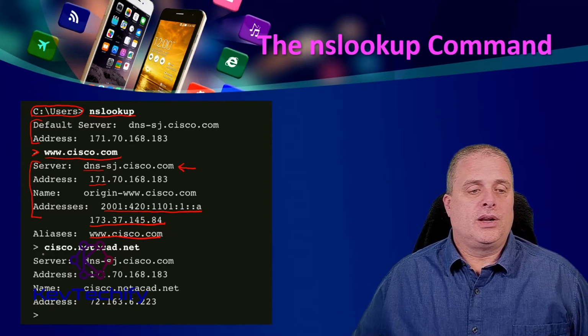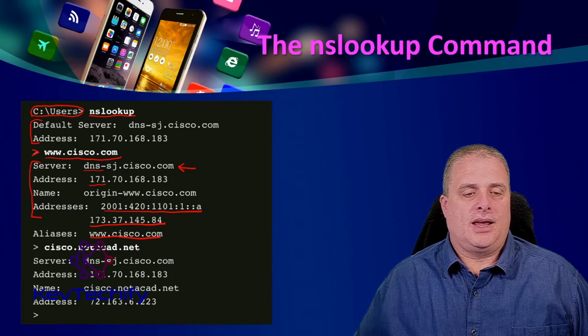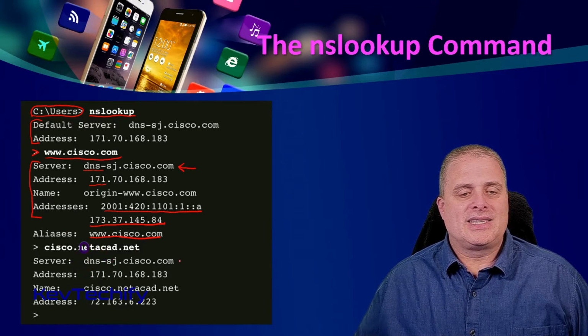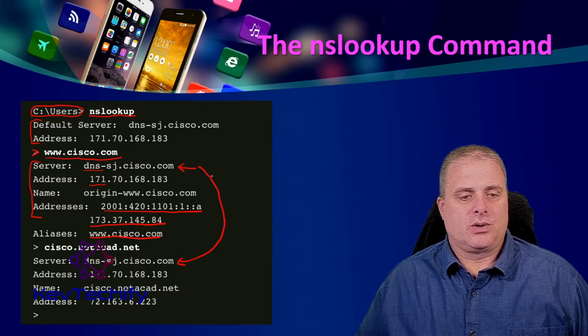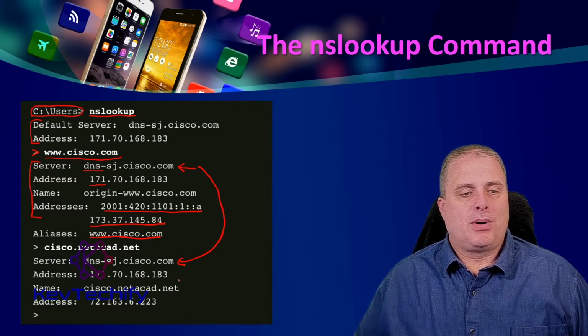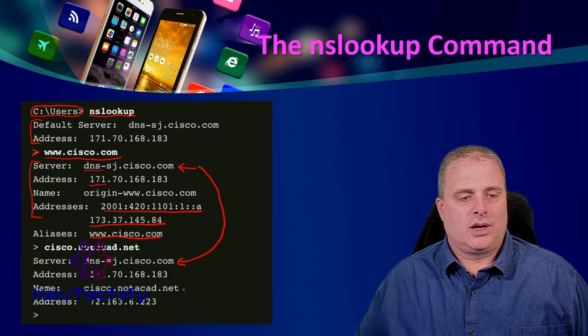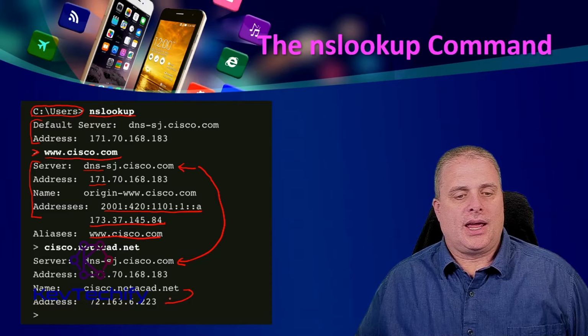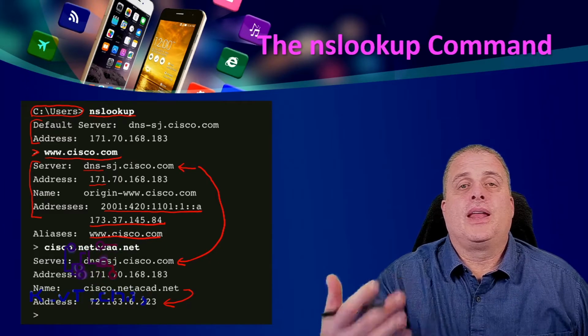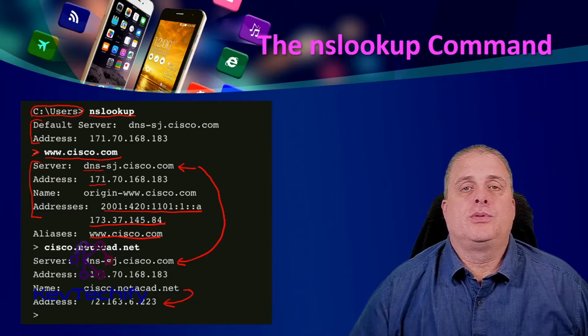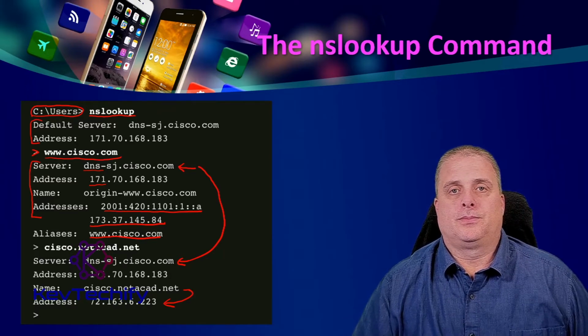We can go in and we type in another one, cisco.netacad.net. Once again, we notice it's on the same server here as www.cisco.com, but what we're looking for is the name of cisco.net, and this is the IP address at which it exists. And so nslookup can help us troubleshoot any problems we have with our name system.